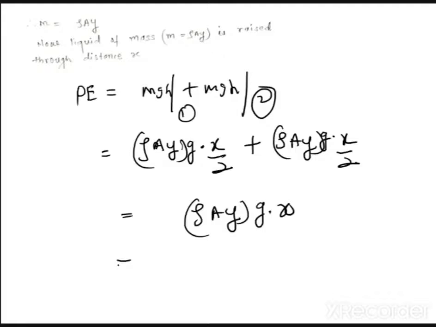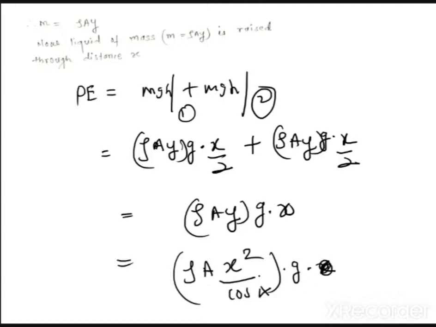So now you know rho A Y, what is Y? Guys, what is Y? X upon cos alpha. So into g into x, and now this x will become x square. This is nothing but the potential energy you are getting, equation number 2. So in this way, I have calculated the potential energy and I have calculated the kinetic energy. Is it clear, all of you?